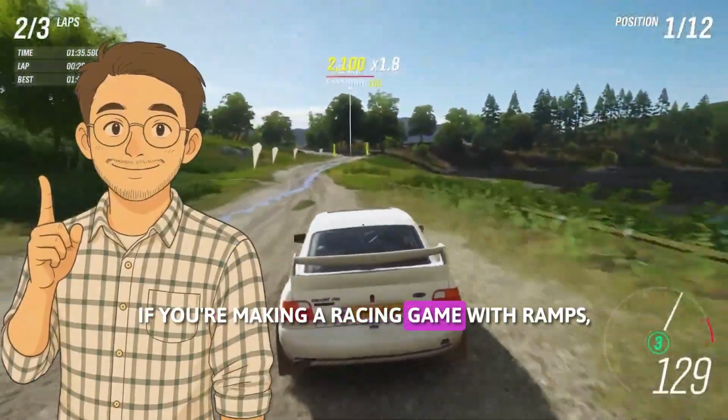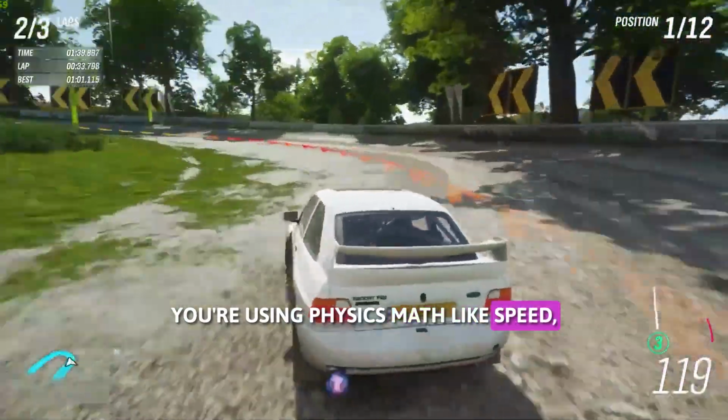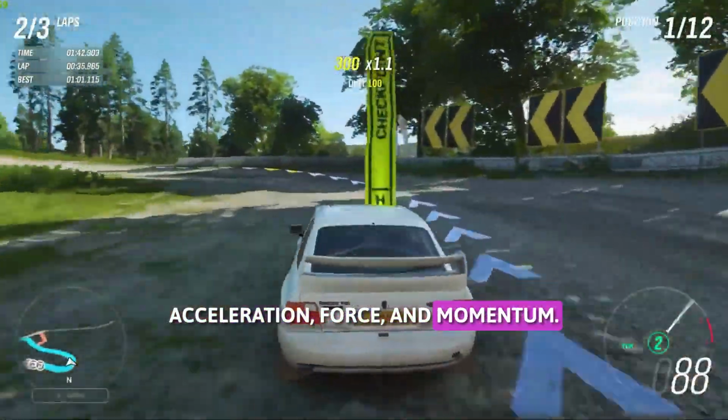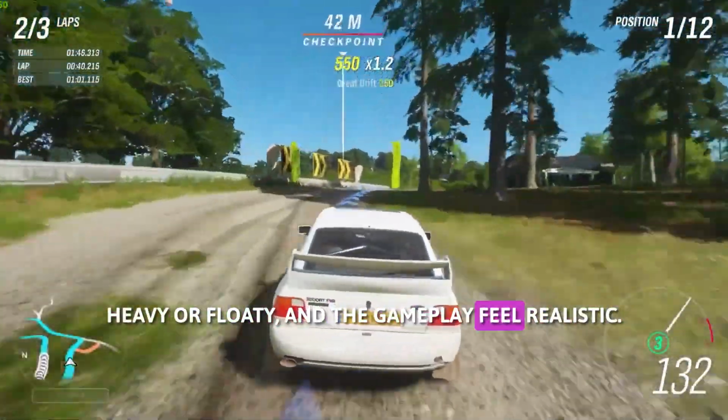Level 3, Physics. If you're making a racing game with ramps, airtime, and gravity-based movement, you're using physics math like speed, acceleration, force, and momentum. That's what makes cars feel slippery, airtime feel heavy or floaty, and the gameplay feel realistic.